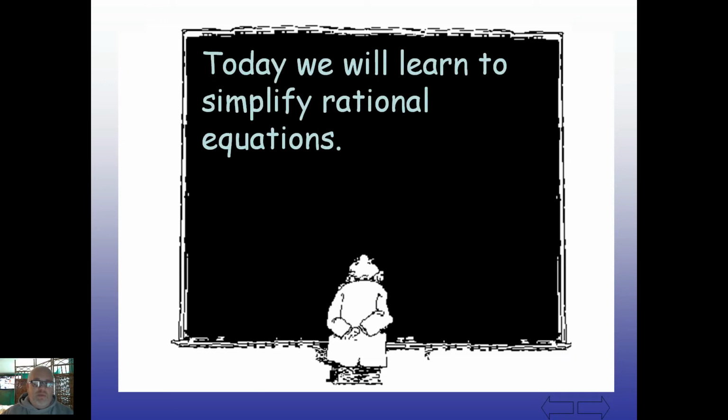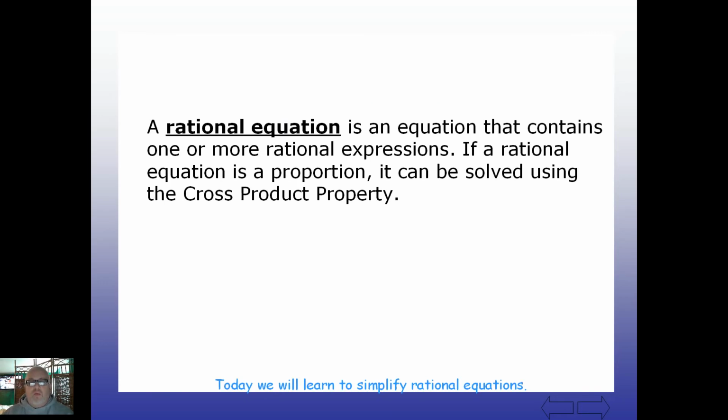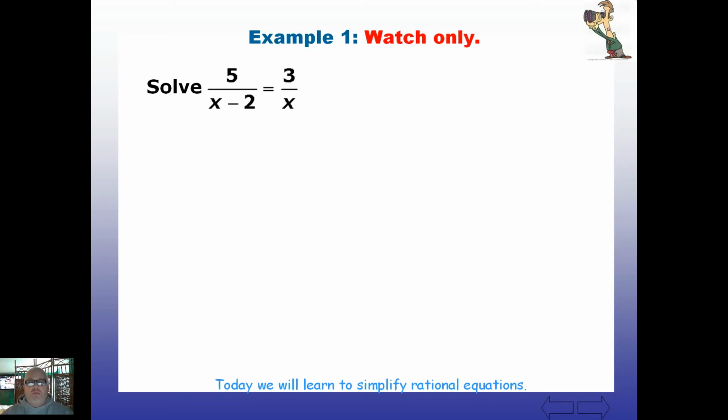Today we will learn to simplify rational equations. So, vocabulary for today: a rational equation, and we're going to get to something called extraneous solutions, which I think we've heard of before. We'll be seeing those again. A rational equation is an equation that contains one or more rational expressions. If a rational equation is a proportion, it can be solved using the cross product property. That's to cross multiply. So, just sit back and relax.